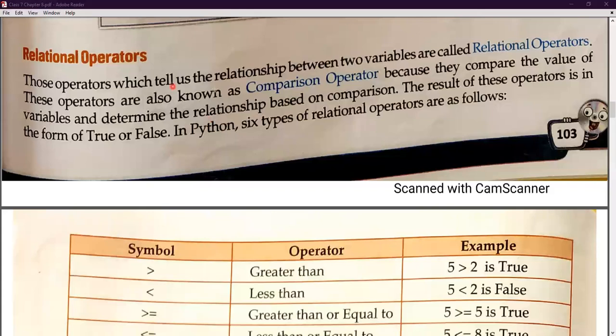Those operators which tell us the relationship between the variables are called relational operators. Okay, so this operator is also known as the comparison operator. Why is it known as the comparison operator? Because it compares the values: two values, three values, or whatever values we are giving.